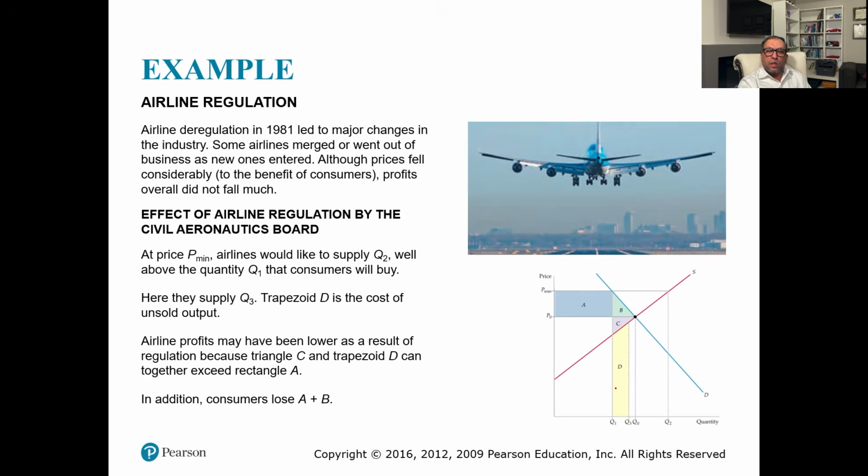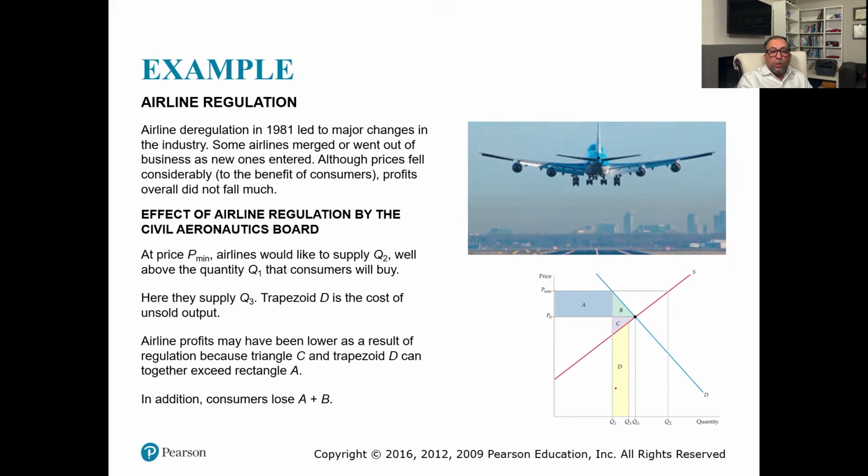The book also discusses another example, airline regulation. Airlines nowadays are very competitive, but before 1981 most airlines were run in a very regulated type of industry. Airline deregulation led to a major change in the industry. Some airlines merged or went out of business as new ones entered. Although prices fell considerably to the benefit of consumers, profit overall did not fall much.